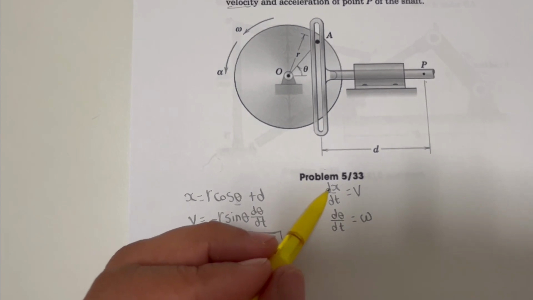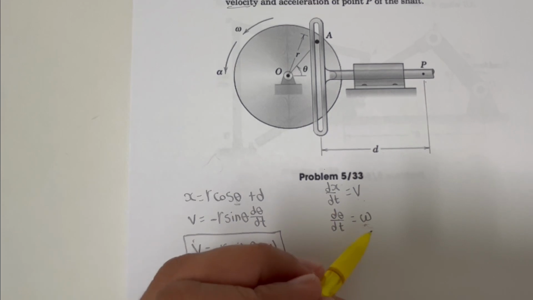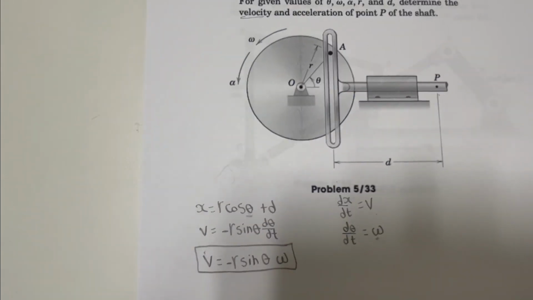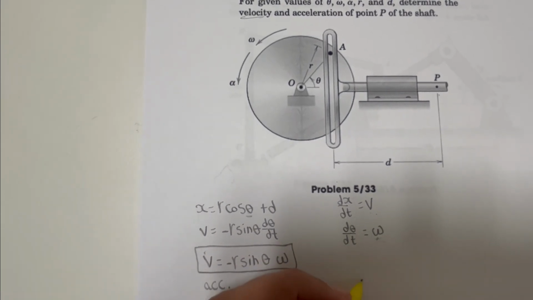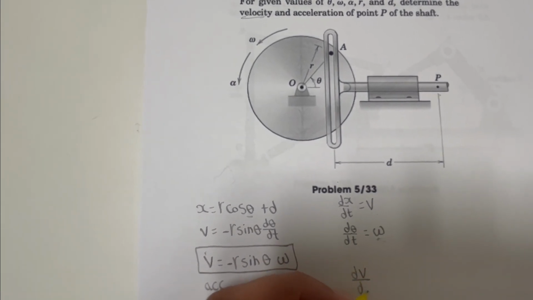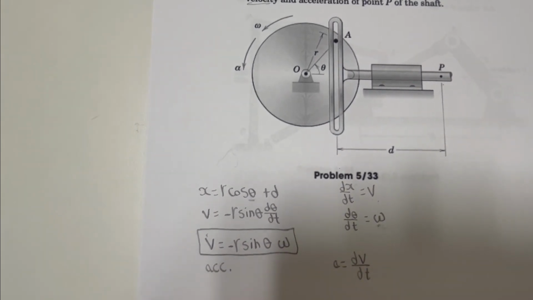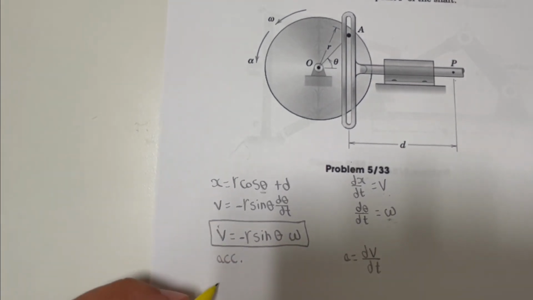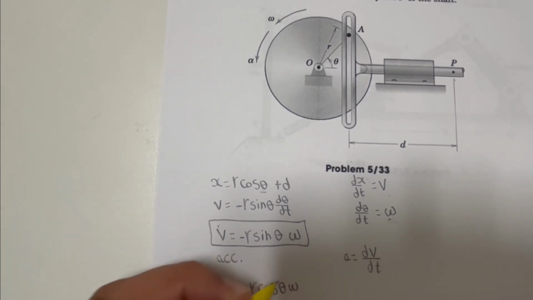If you don't know, dx/dt is velocity and d theta/dt is angular velocity, which is omega. So how do we get acceleration? This might be familiar to you: acceleration equals dv/dt. So we make another differentiation for this one. So a equals negative r cosine theta, times omega by itself.